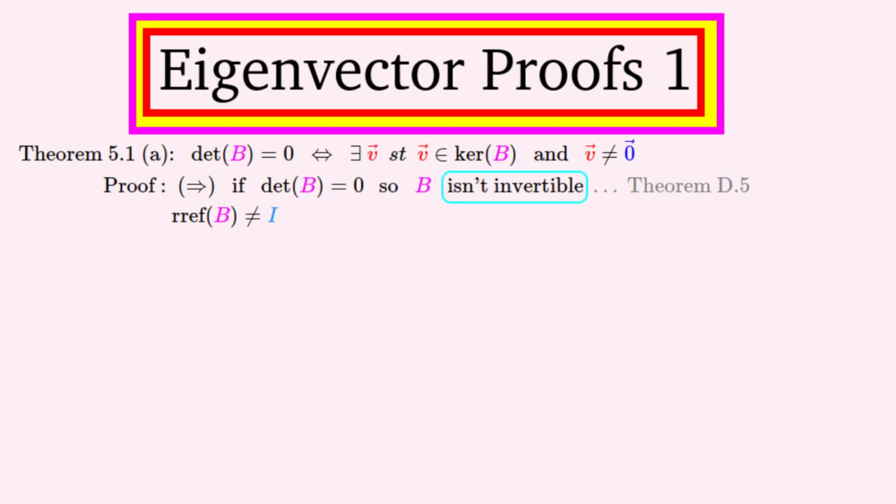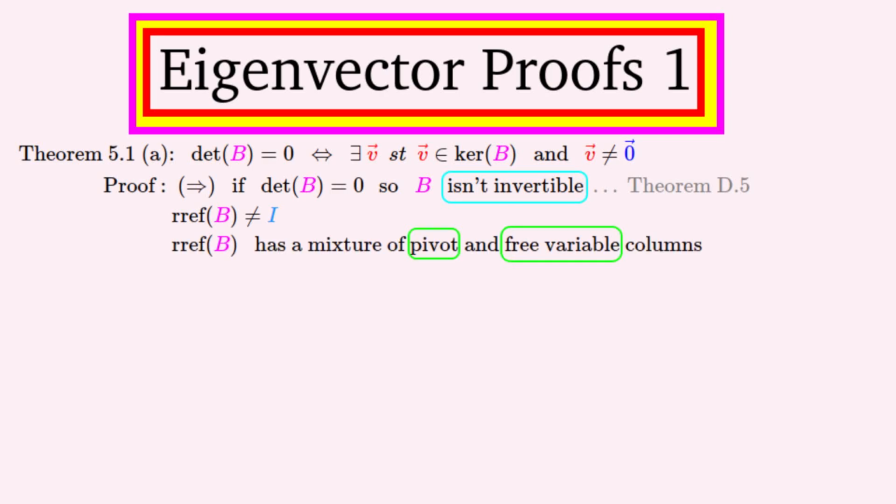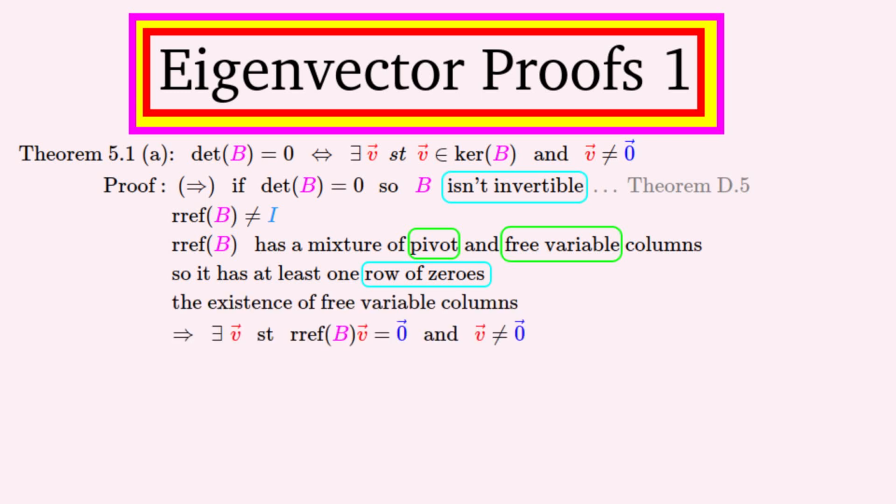And so then the reduced row echelon form of B can't be the identity. So this matrix RREF B must contain a mixture of pivot and free variable columns. And so it must contain at least one row of zeros. The existence of free variable columns implies that there must be a vector that multiplies on the right of this matrix to give the 0 vector.